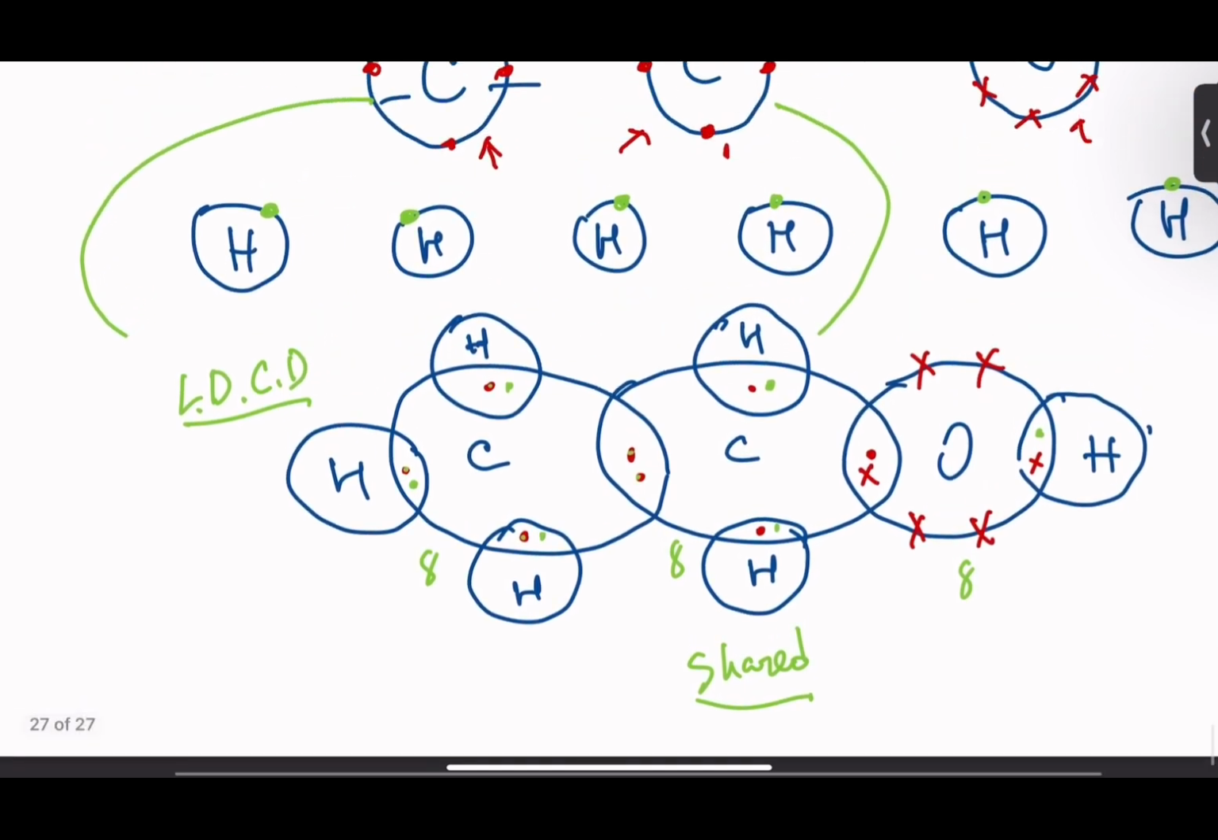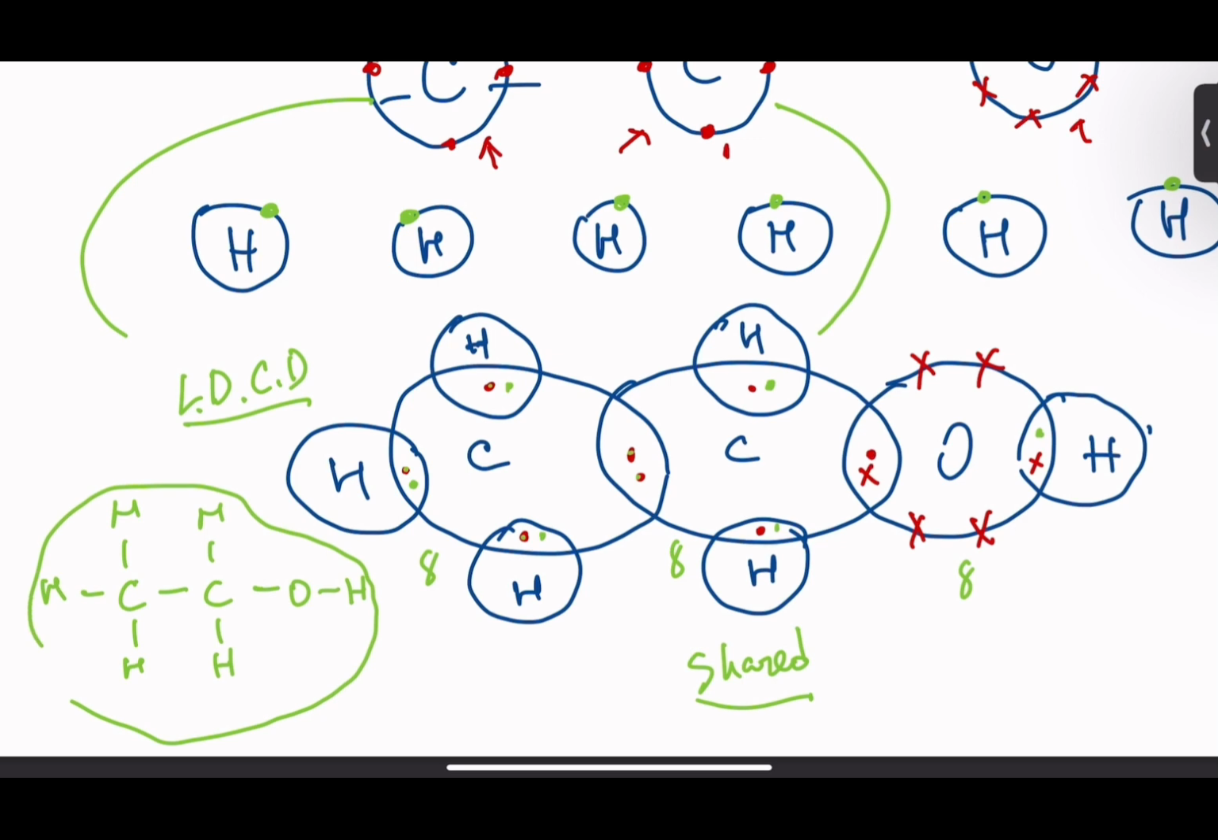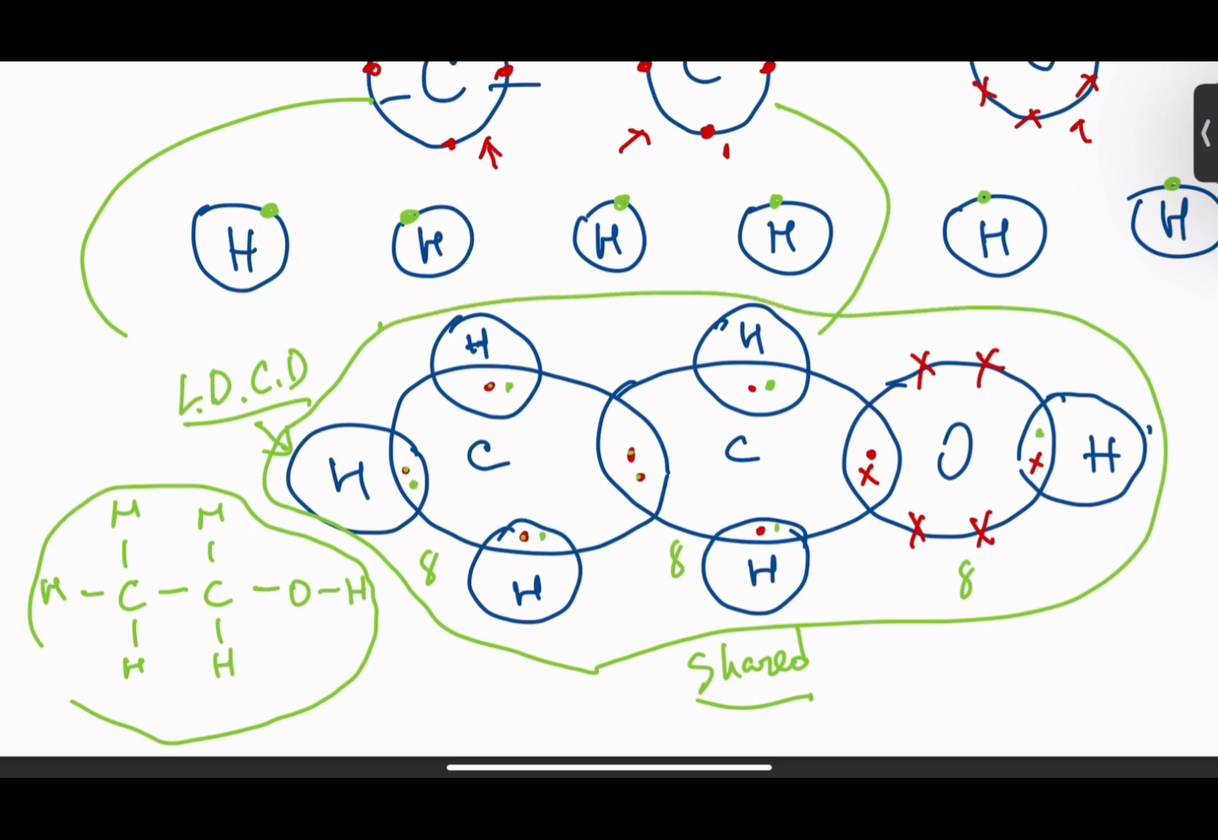We said that each 2 electrons is 1 bond, so I'm just going to draw you the shape. I have carbon, carbon, oxygen, and then hydrogen, and then hydrogen, hydrogen, hydrogen, hydrogen, and hydrogen. This is how it looks, but the Lewis dot cross diagram is this one here. Okay, so thank you very much, guys. I think it should be all clear now.